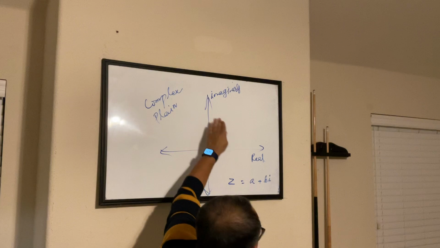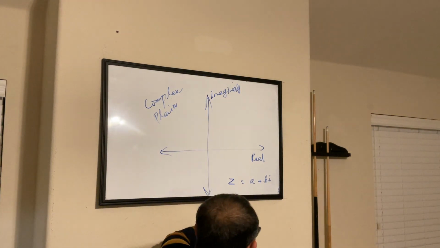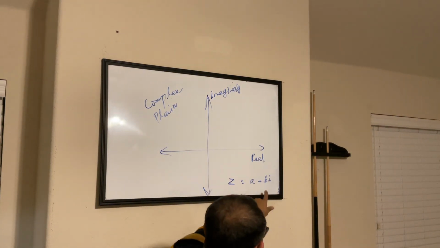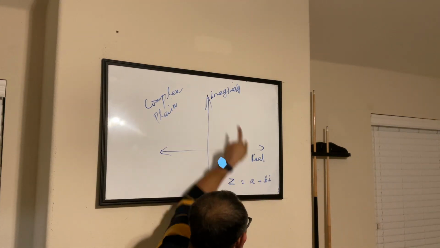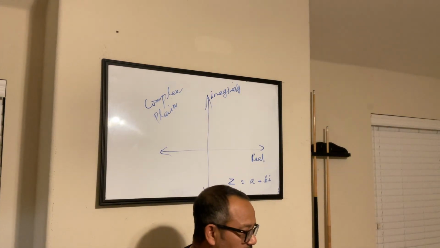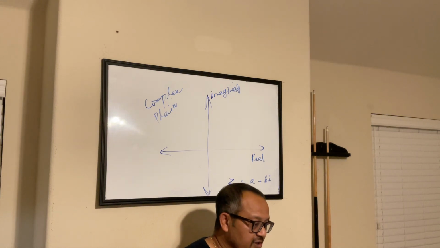It is just related with the coordinate plane that we know of, saying fine, this is your real coordinate and this is your imaginary coordinate. This is something that will be plotted on the imaginary coordinate, or along the imaginary coordinate.